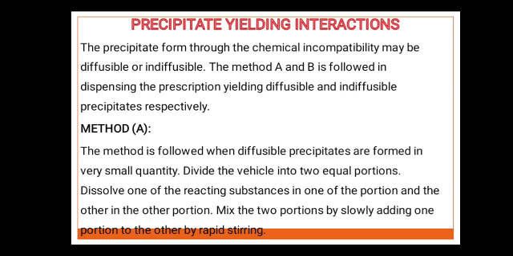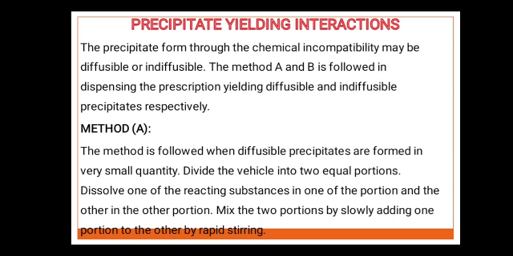To overcome this diffusible or indiffusible PPT, method A and method B are followed in dispensing the prescription, yielding diffusible and indiffusible PPTs respectively. Now we will see method A. Method A is followed when diffusible PPTs are formed in a very small quantity.